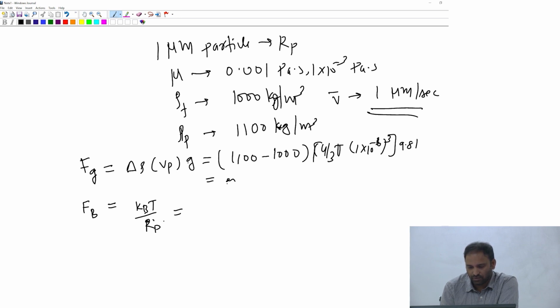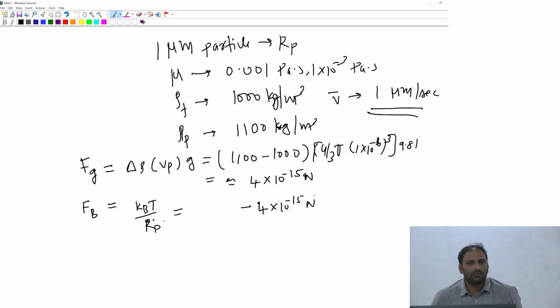So this should be of roughly 4 into 10 power minus 15 newtons. This also should be of the order of... I don't know if you have these numbers. Let me just quickly check. Yeah, so the number that you will get would be your drag force is of the order of 4 into 10 power minus 15 newtons, and your Fb would also be of a similar order.